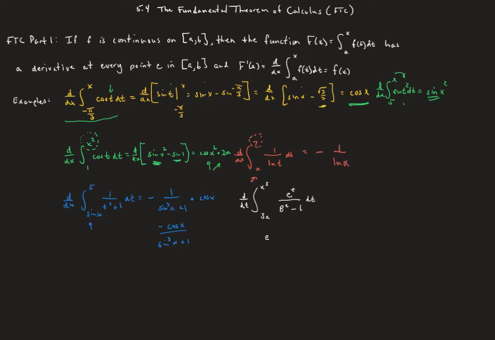So we'll get e to the x cubed, and then we're going to get times 3x squared over e to the x cubed minus 1, minus, plugging in the lower limit, we're going to get e to the 3x, and then times the 3 over that e to the 3x minus 1. Okay, let's go on.